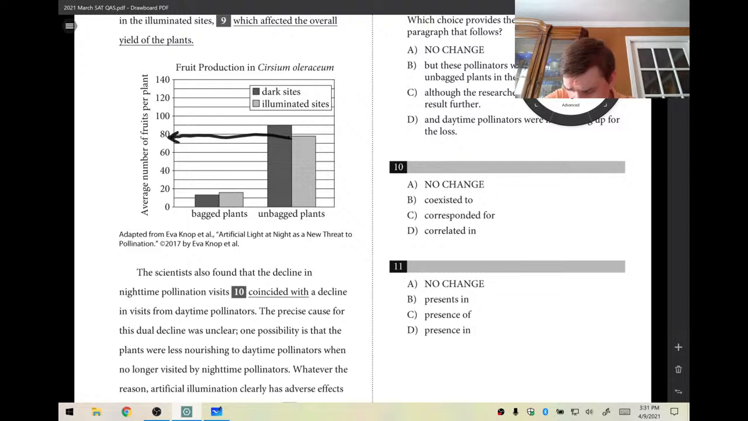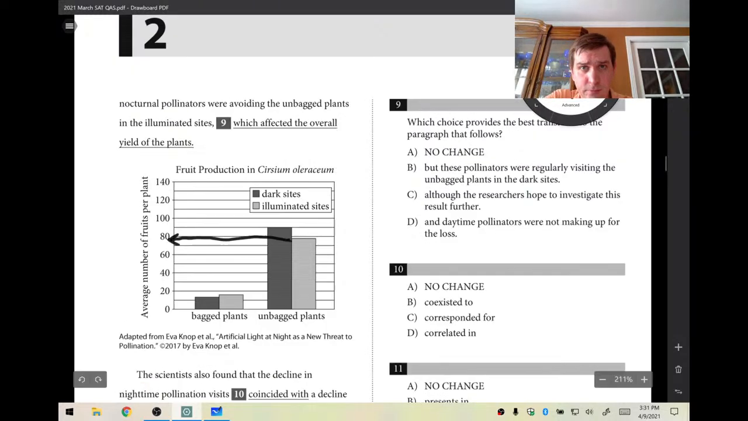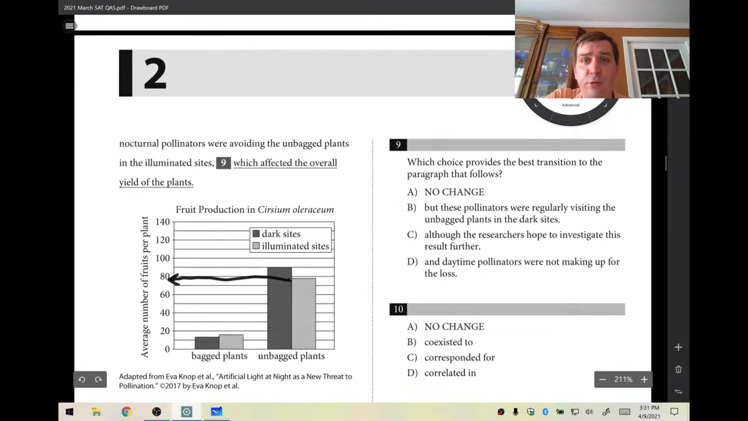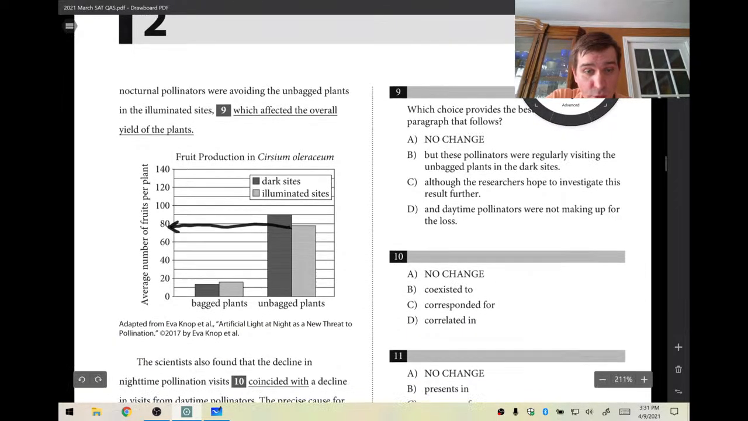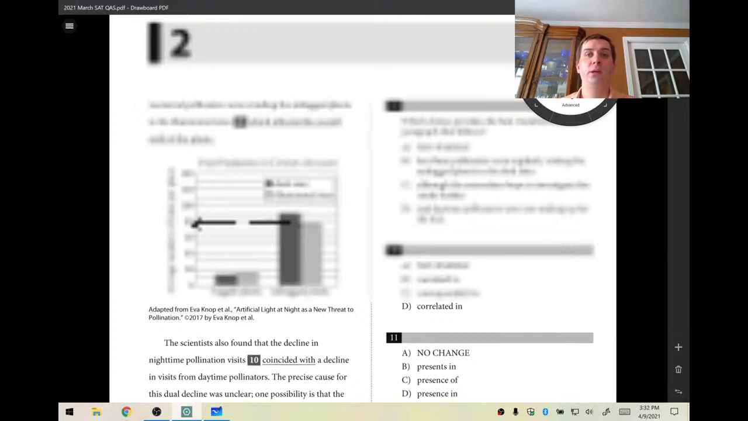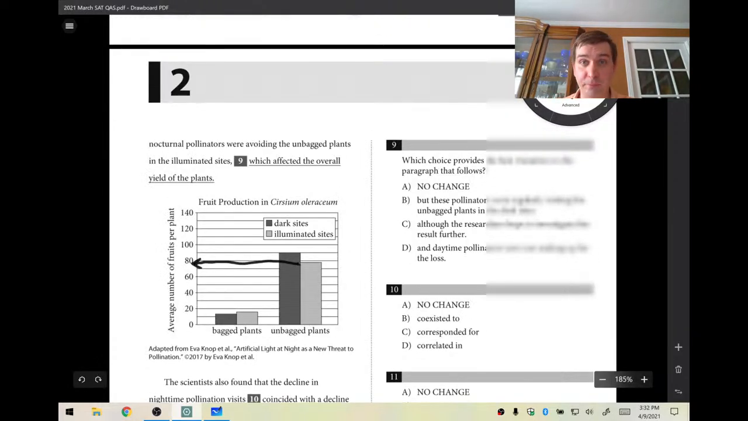Let's look at the next question. So that was 8. Let's look at number 9. Which choice provides the best transition to the paragraph that follows? So for this type of question, we might want to glance at the paragraph that is to come and just see if we can associate it with an idea that we need to introduce. So let's look at this one.